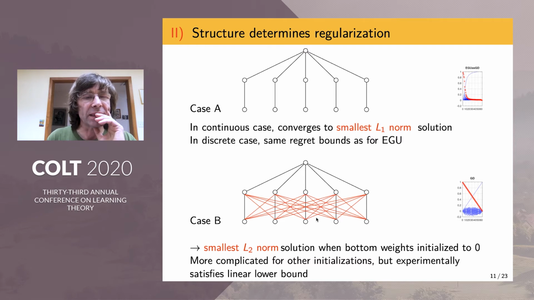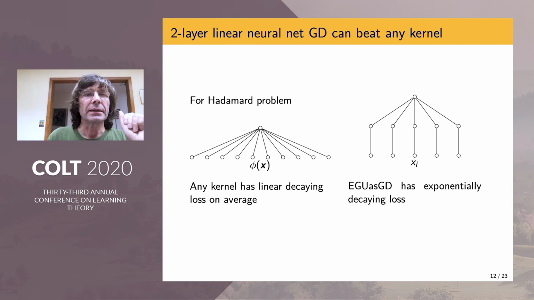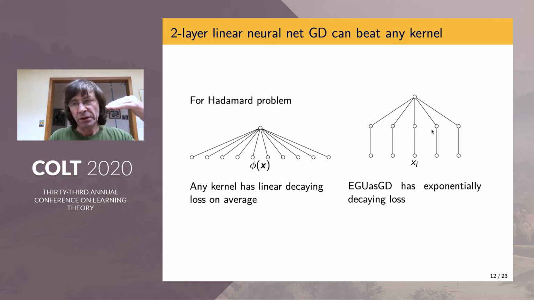If you add all the weights, then you somehow go to something that is close to the smallest L2 norm. Details have to be worked out still. Okay, so what's the punchline? This one, any phi map, linear lower bound. This one, a two-layer neural network, a linear neural network, no transfer function, trained with backprop, cracks Hadamard. So in this particular case, this one solves a problem exponentially faster than this one. Okay, major difference.